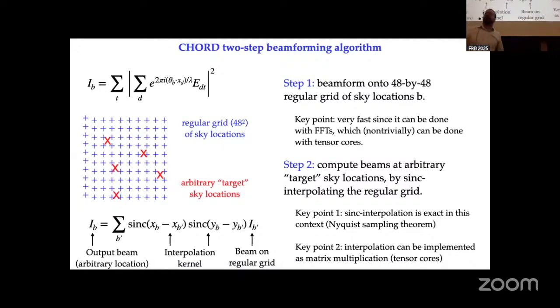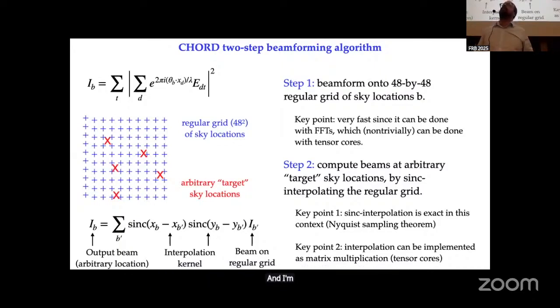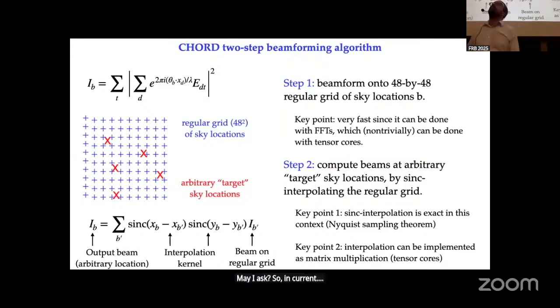Question on that? Yeah. Hello, I'm Albert from University of Toronto. Thank you, Kendrick, for this great introduction to the cost optimization of a radio array. I'm really interested in the huge dipole antenna arrays that may come in the future. In current architectures like CHORD, the cost is dominated by the antenna itself. But when we build thousands or millions of dipole antennas, will the cost of each antenna become dominated by the electronics and the digitizer? And is there any possible way to drive the cost down to an acceptable level? Thank you.